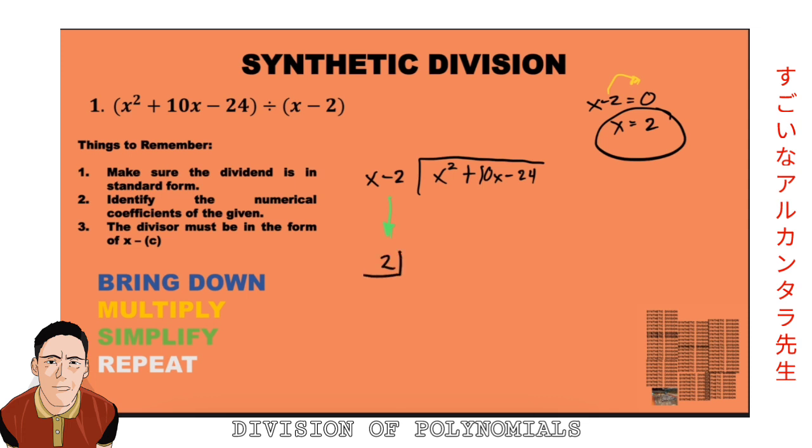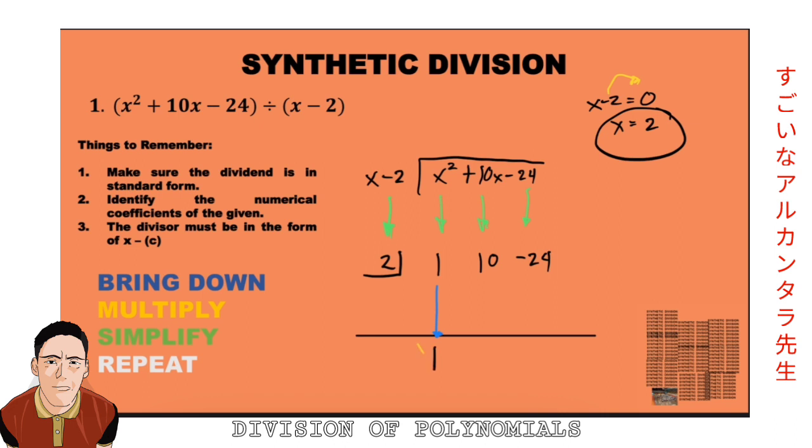Then we identify their numerical coefficients. For x squared, again, there's an invisible 1 next to it, so 1. For 10x, it's 10. For the constant, it's negative 24. Now, one of the things that is important here is you draw a bar here. Again, I put some space in there. Some students tend to put the bar underneath 1, 10, and negative 24. That's incorrect. Put the bar while also leaving some space for the products. Because what we will do here is simple. We bring down the 1.